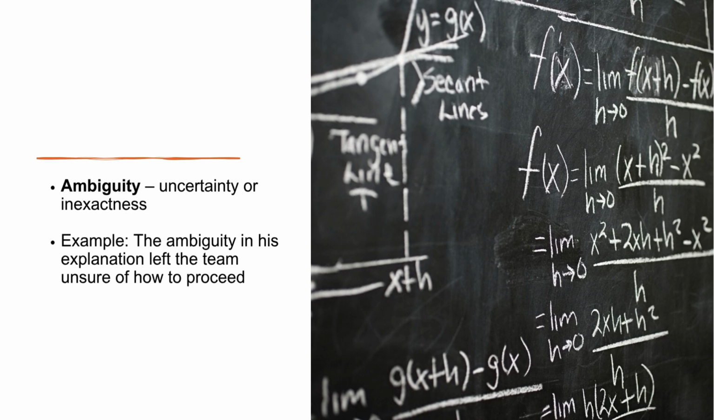And our next word is ambiguity, which means uncertainty or inexactness. For example, the ambiguity in his explanation left the team unsure of how to proceed.